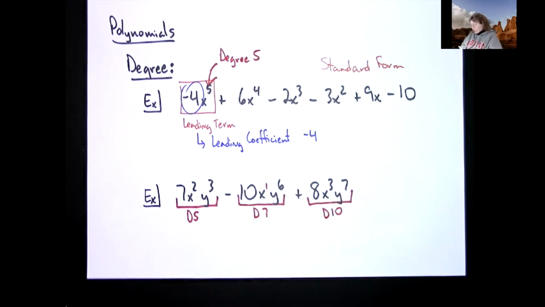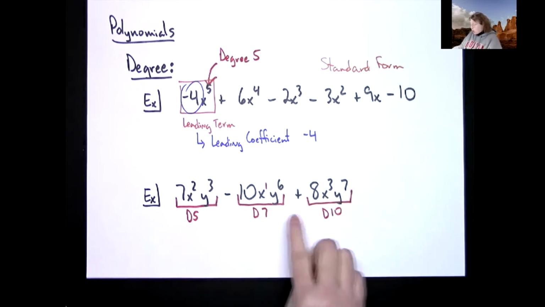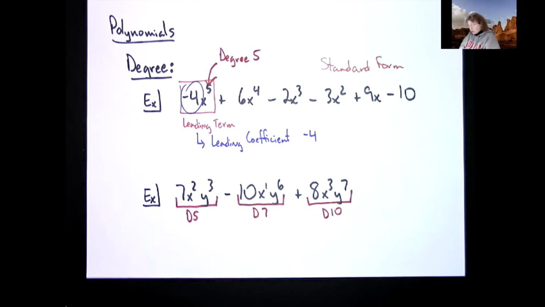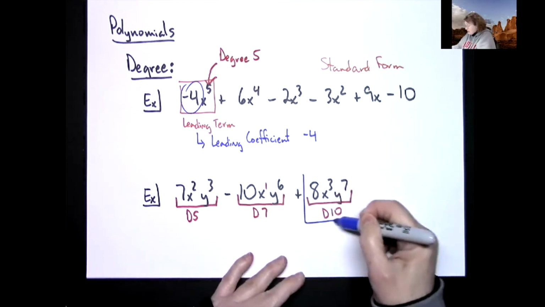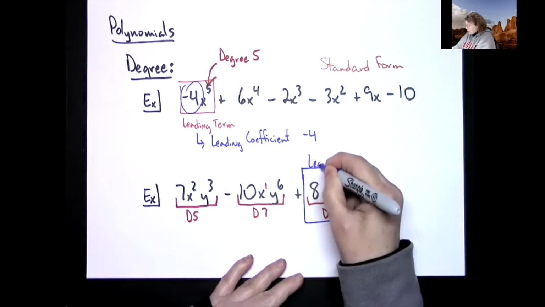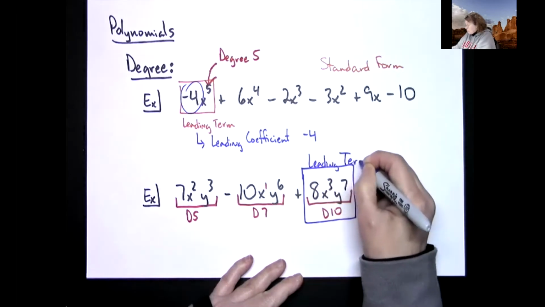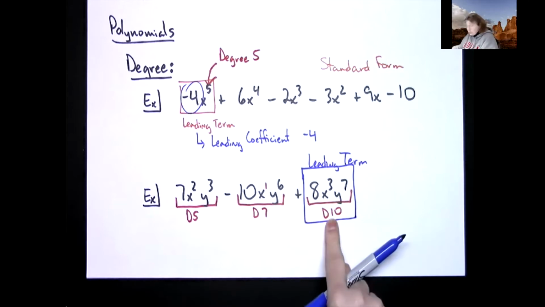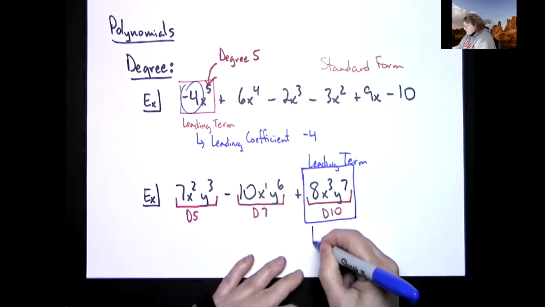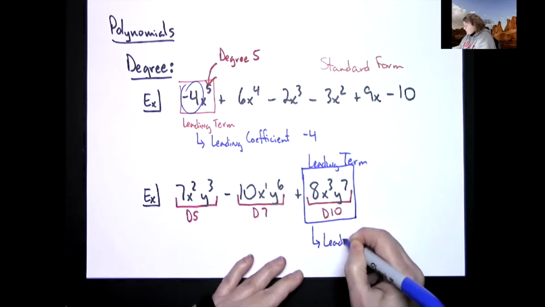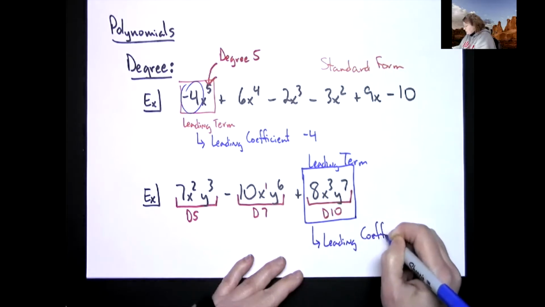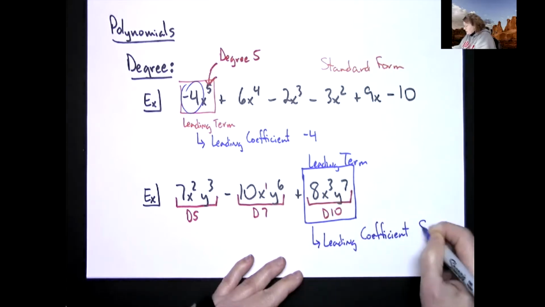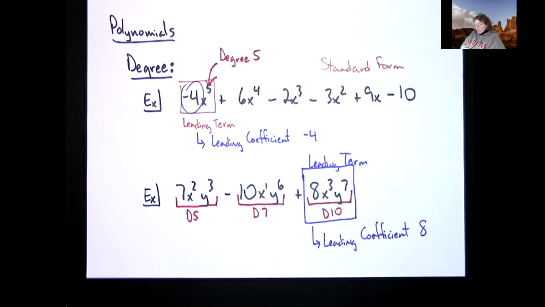Now, whichever term has the highest degree is my leading term. Since this one has a degree of 10, that one right there is my leading term. Once I've identified the leading term, I know the degree of the entire polynomial is 10, and the leading coefficient is an 8. In the past, I have always put this information on test number 1, because it leads into the sketching of the polynomials.